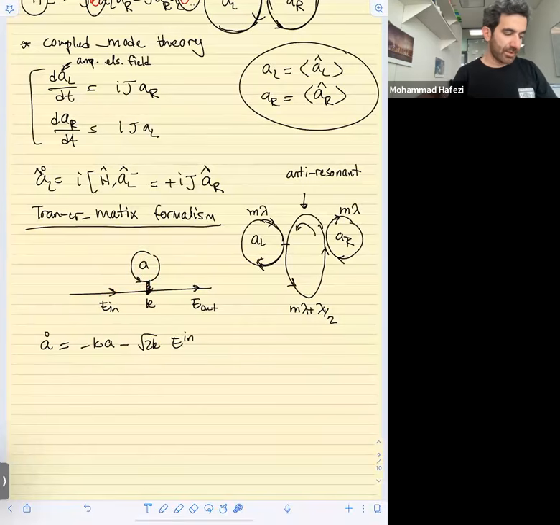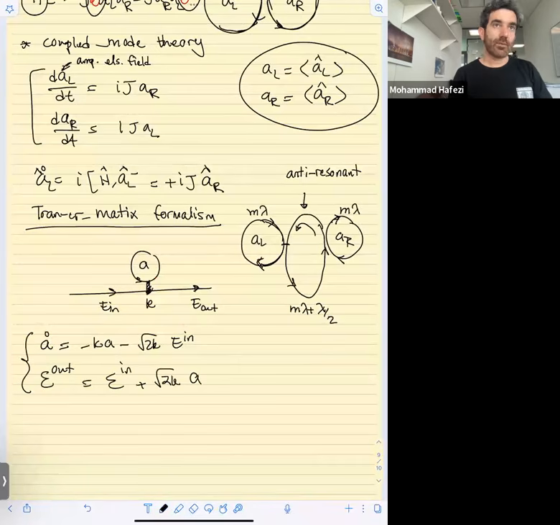So A is getting depleted, but then at the same time getting replenished by the field that is coming in, the input. Another condition is just the boundary condition. The electric field on this side and the electric field on this side should be related to each other. This is just Maxwell's boundary condition. So this E out should be E in plus 2 kappa A. This is also the so-called input-output formalism.